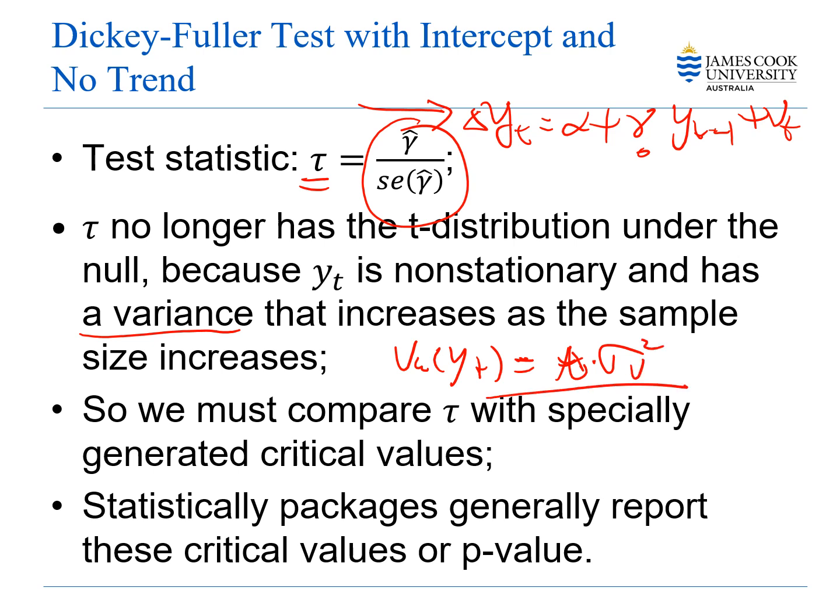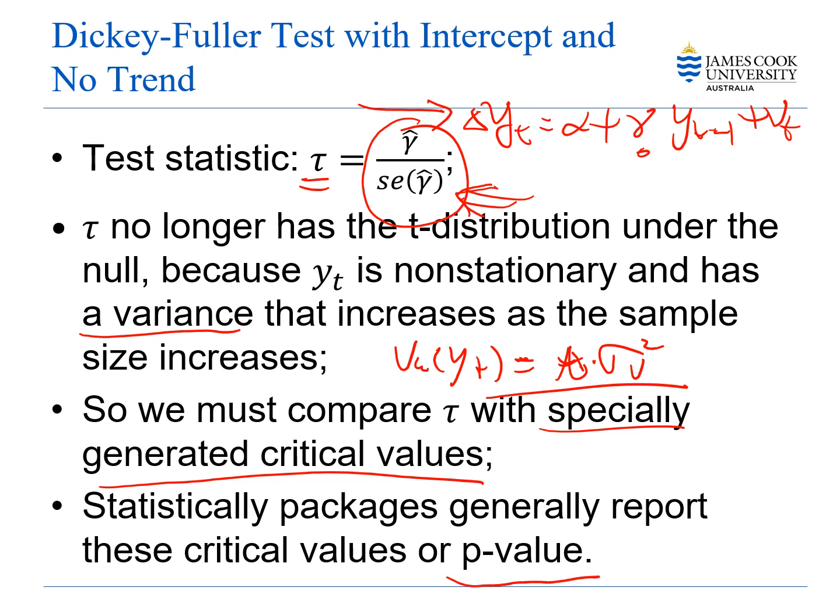Okay, so now we get this tau no longer has a t distribution. That's why we are renaming this gamma hat over standard errors gamma hat as tau rather than calling it t. So now we must compare tau with specially generated critical values, and statisticians have tabulated critical values for these cases. Usually any packages that we use will generate and report this critical value or, more conveniently, the associated p-values.